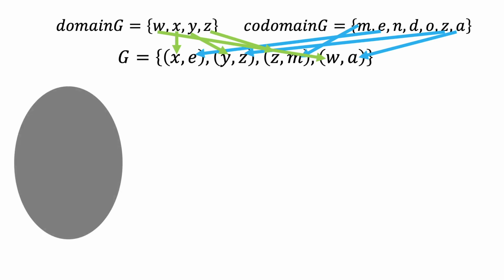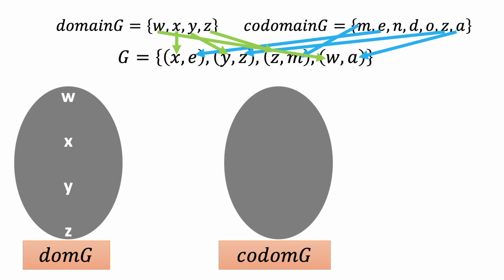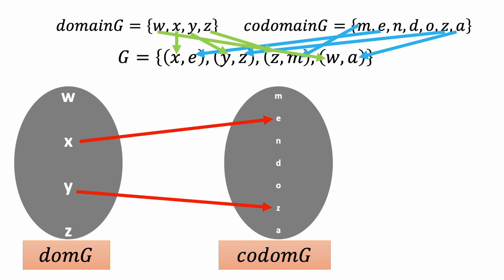Let's create the ellipse diagram. I will label the first ellipse as domain G with w, x, y, and z elements. I will label the second ellipse as codomain G with m, e, n, d, o, z, a as possible outputs. Let's do the mapping. Based from set G, x is mapped to e, y is mapped to z, z is mapped to m, and w is mapped to a.